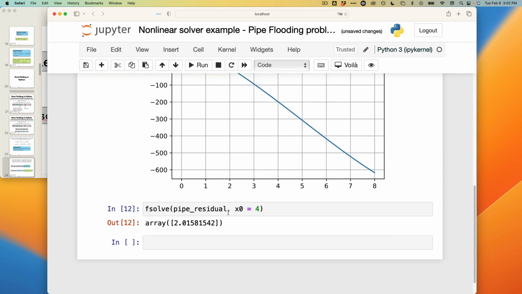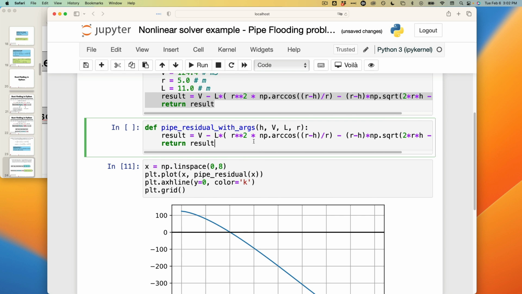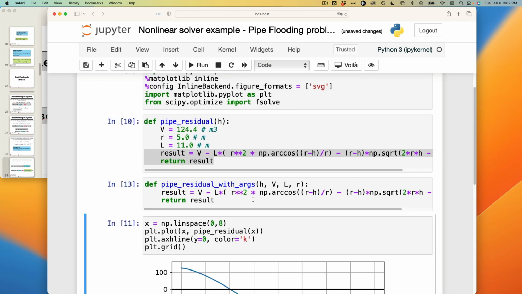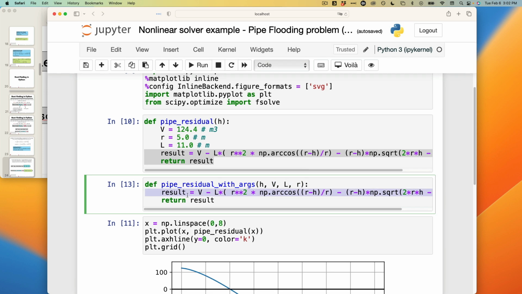So the question is, how do you pass this in fsolve? If I go here, pipe residual with args, I'll give you a second to type that. Just simply put in the arguments v, l, and r. Now this function, this result, is going to inherit the values h, v, l, and r from the arguments here. It will take those and plug them in here and return a result.